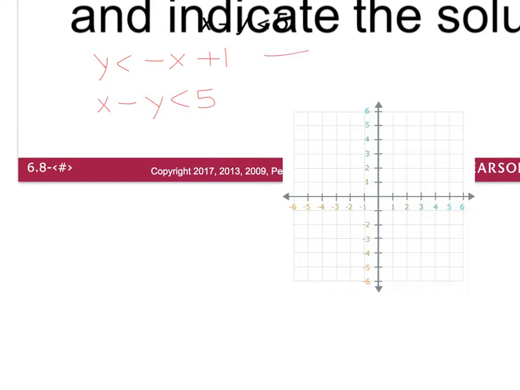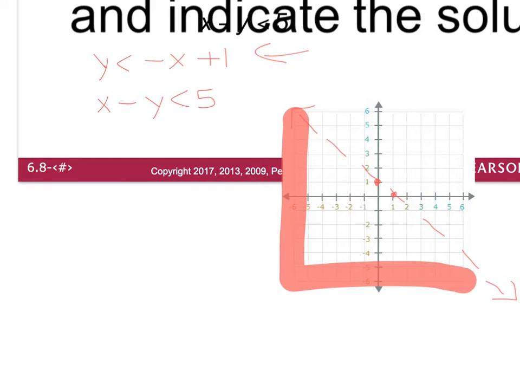Okay, so the first one is in y equals mx plus b form. So let's just go ahead and graph that by plotting our y-intercept at 1. We would need our slope of negative 1, so down 1, right 1. Again, this is a dashed line. And the y is isolated and we're using a less than sign, so we'll shade under the line.